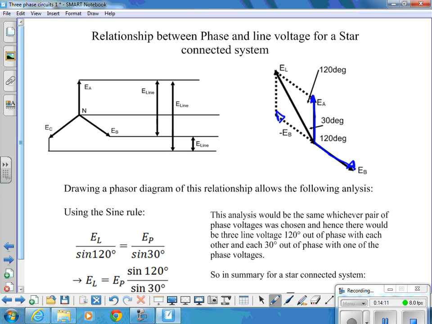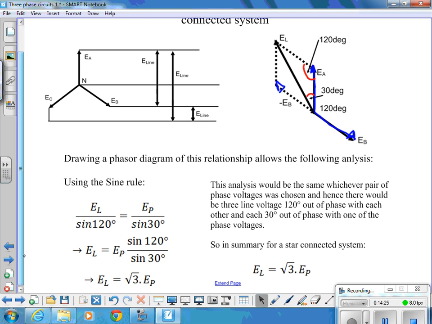Using that triangle there, this one, because there's 120 degrees in there, and there's 30 degrees in there, we can use the sine rule for non-right angle triangles to say that EL, the length of the line voltage phasor, over sine 120, the opposite angle, is equal to E phase over the sine of the 30 degree angle.